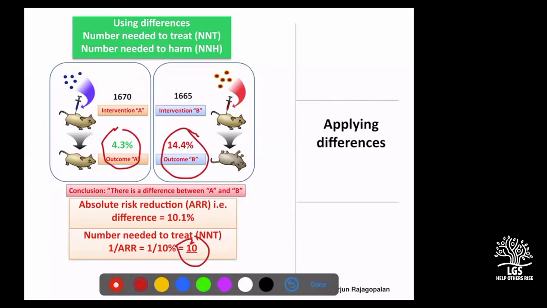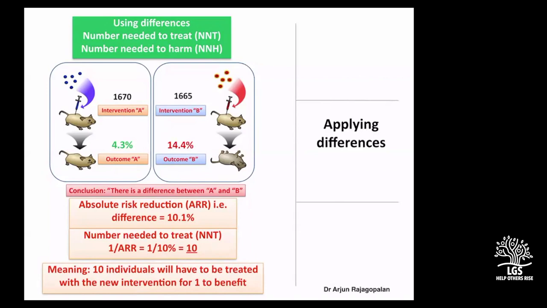You take your differences, invert it, and you do the division, you'll get a number. Now, what does this mean? What this means is that 10 individuals have to be treated with the new intervention for one to benefit. And that's an easy way for us to understand. Now you can tell me whether you want to apply it in your clinical practice or not. If it is something as simple as a simple antibiotic before pulling the catheter, that's a significant benefit. And not only that, it's something that is going to be cheap and easy to do. Whereas on the other hand, if you're talking about a complex surgical procedure that only very highly technically trained people can do, or using a technology that is very, very expensive, then an NNT of 10 may be too much. The same NNT may be too much.